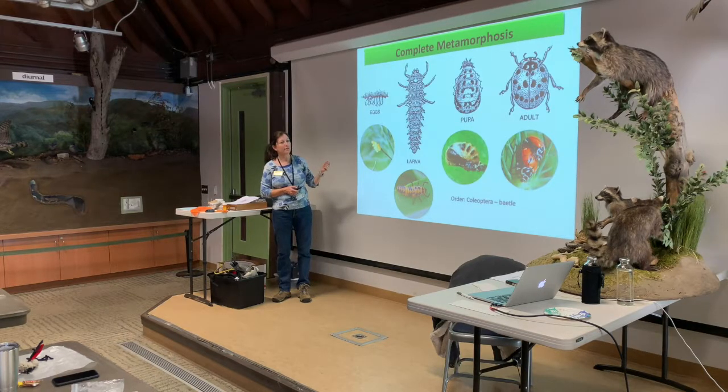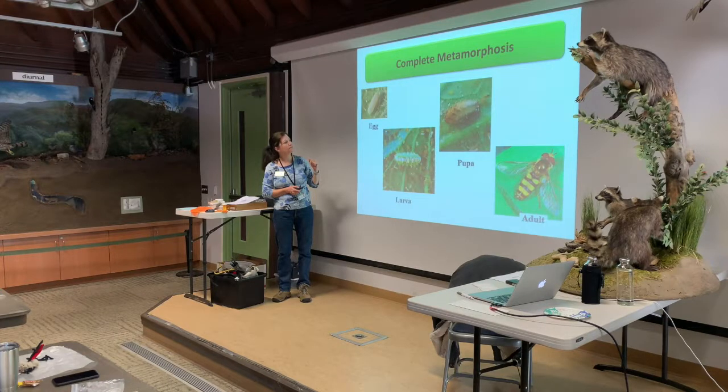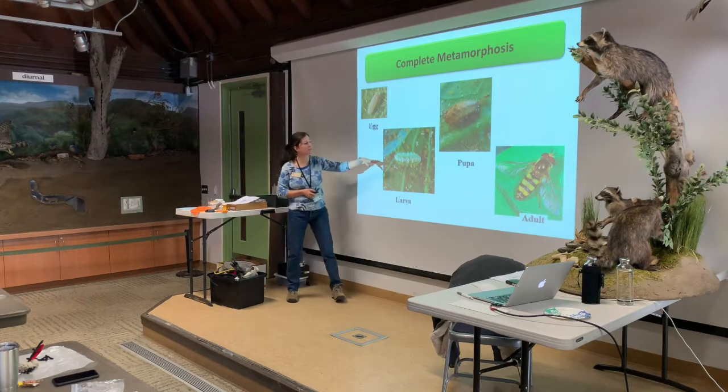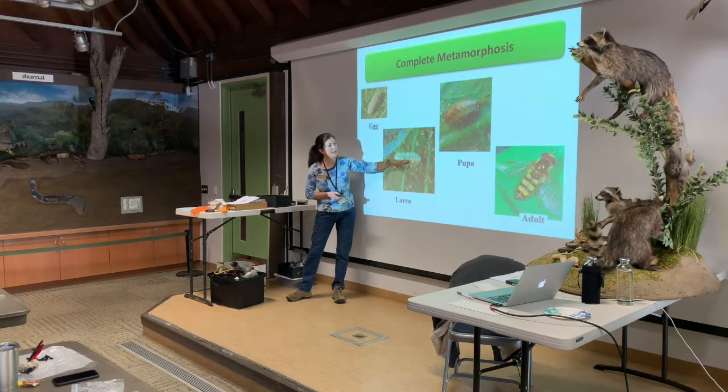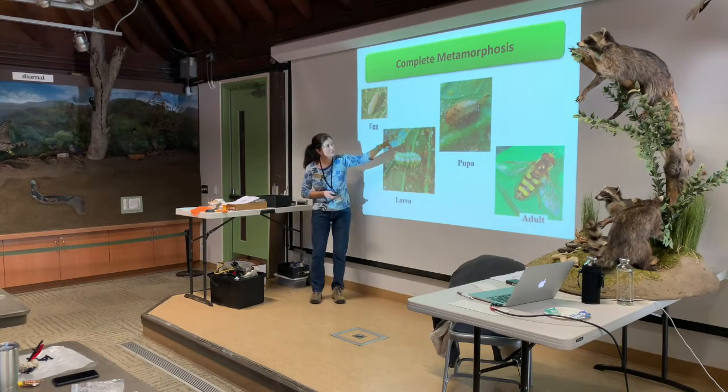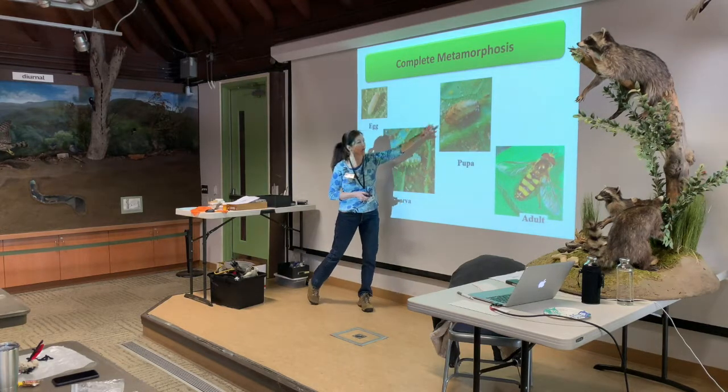All right, another example of something that goes through complete metamorphosis are flies. So you have a little egg, you have a little larva. Once again, you wouldn't know this was a good guy in your garden. You'll see this little brown, crusty looking thing.